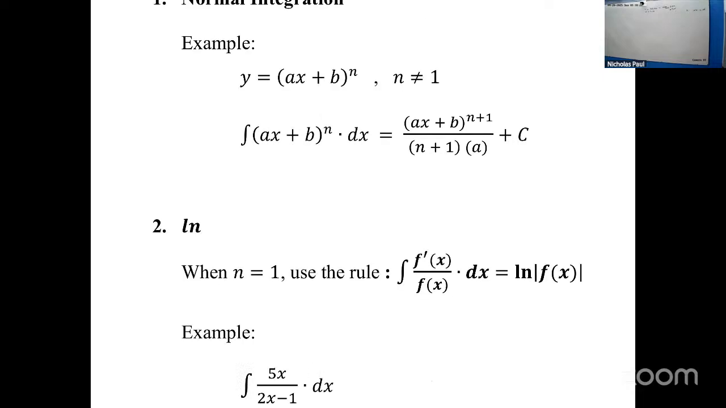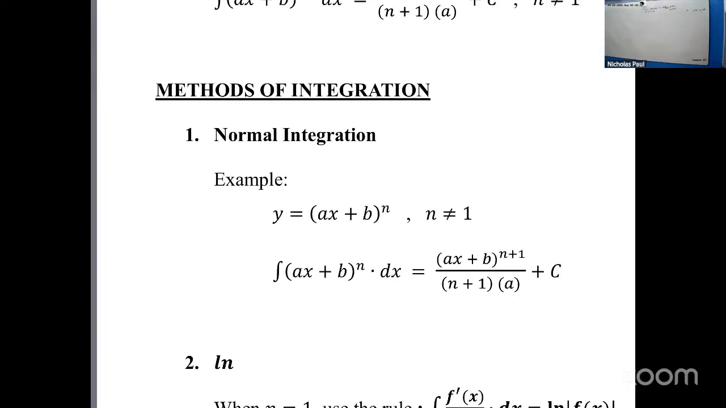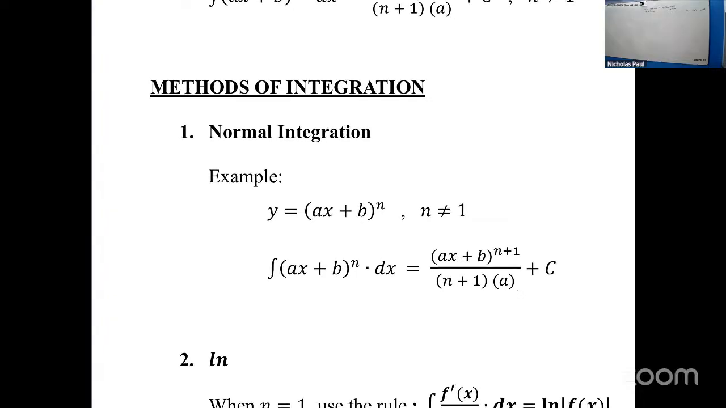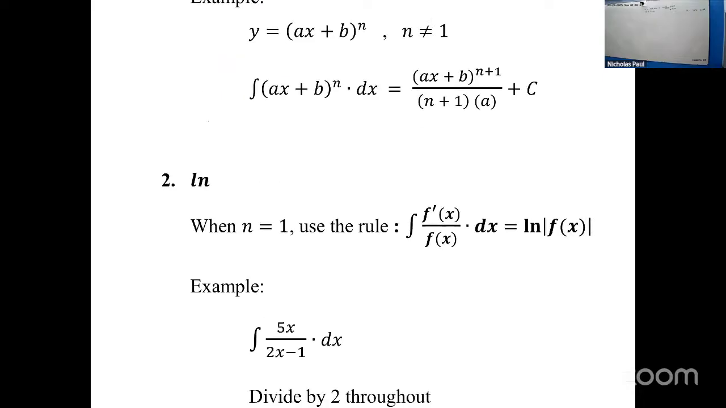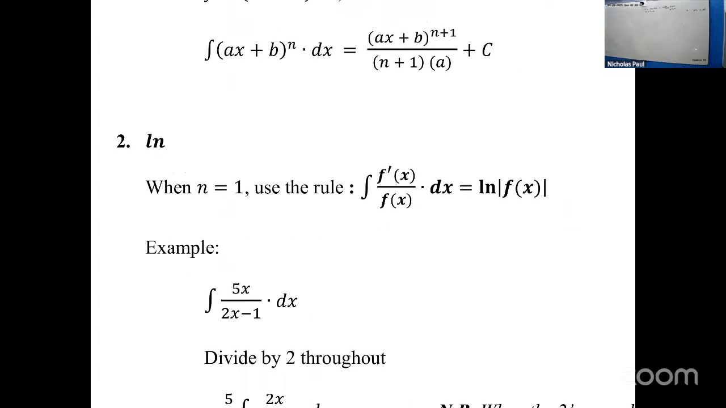Methods of integration. So I gave you the 3 types here. Method of integration, when n is not equal to minus 1. Every now and again, I'll put little mistakes to keep it sharp. Look for them, right? Ln: how do you know if you can use ln? If there's a way for you to write the numerator as the differential of the denominator.